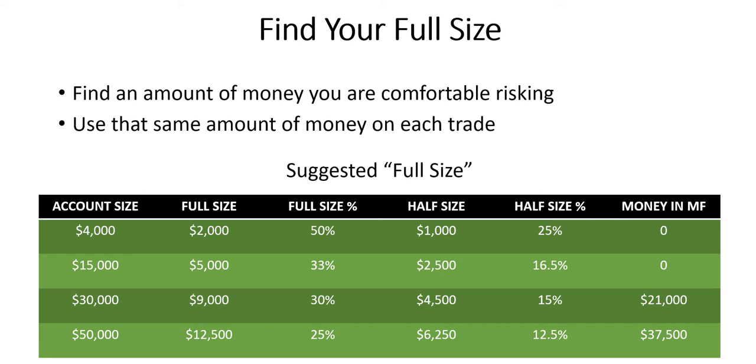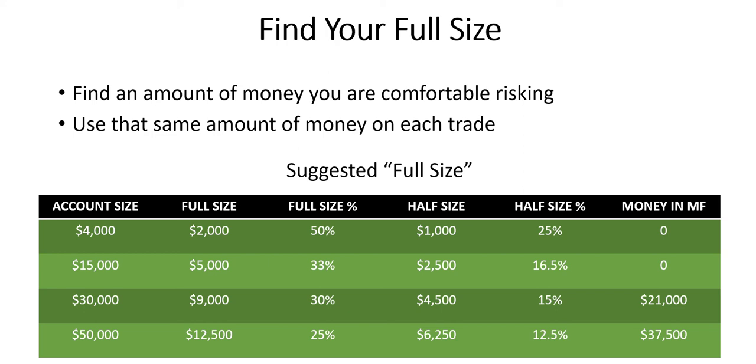Okay, now here's some tips to finding a full size for you. You'll see this table I have here at the bottom. If your account size is $4,000, so you have $4,000 total to trade, well, then I suggest that your full size is about half of that, which would be about $2,000. Now you'll see that I'm a little bit more aggressive with the percentage of my overall account that I would use for my full size earlier on, and I'll explain that in a little bit. But it helps with compensating for commissions and things like that.